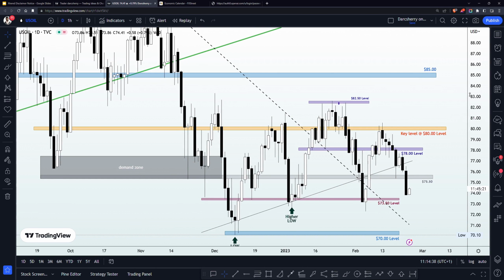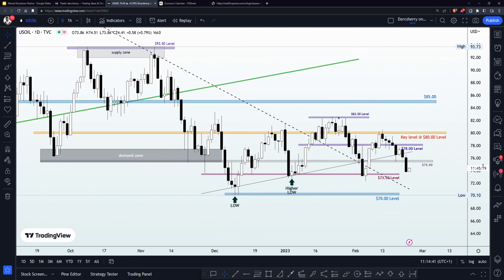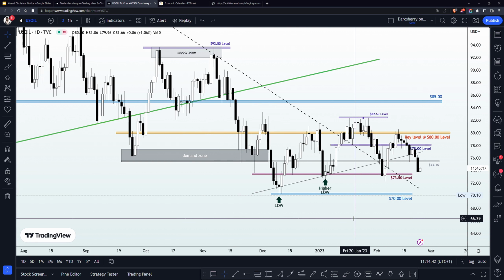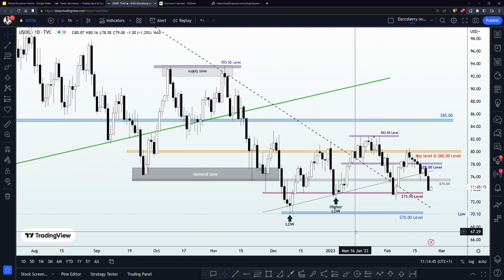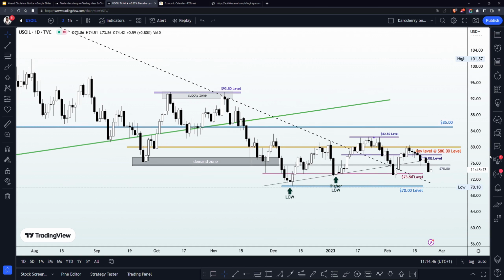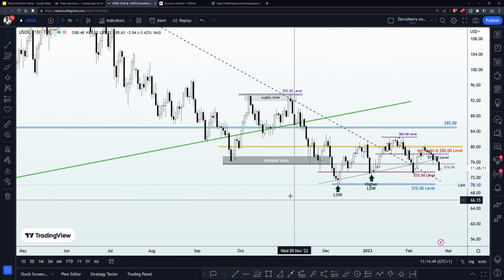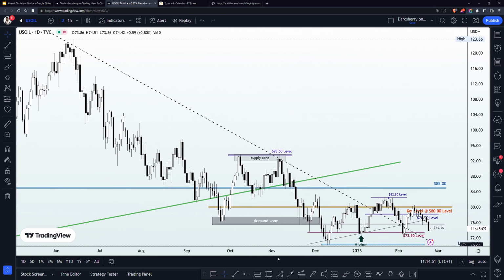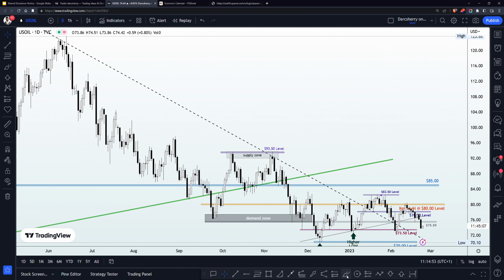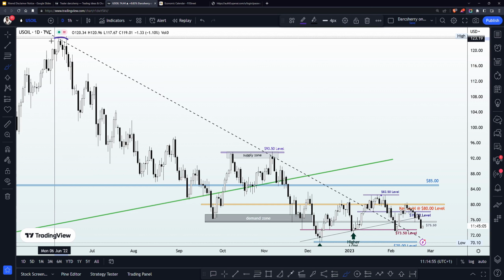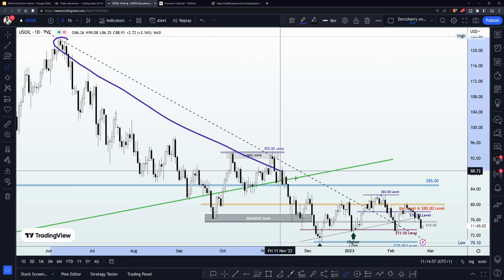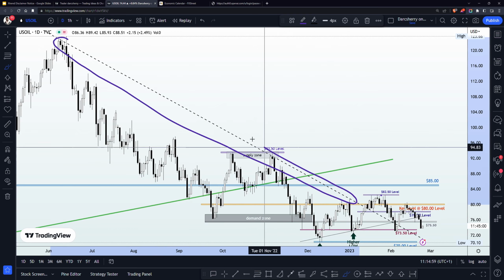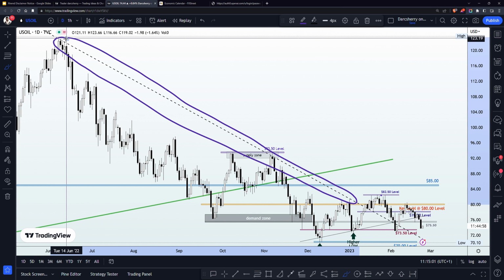So when we scale into the daily time frame here, like we always say, we have identified the fact that price action has been bearish in the last 7 to 8 months, and as a result of this, we have this bearish trend line figured out after connecting the series of lower highs here.